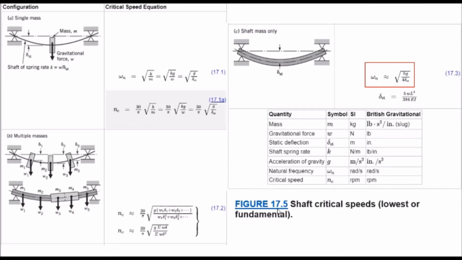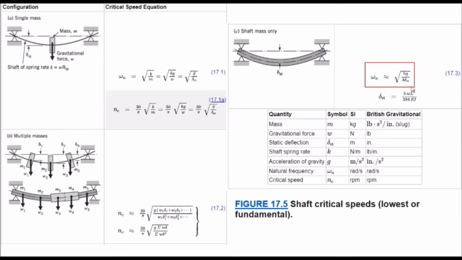So now we head to figure 17.5 in our text. This is for shaft critical speeds. That's what we're looking for to solve in this problem. Take a look over here. There's A, B, and C. So you have your configuration, either one of these three, and with that configuration on the right, you have your critical speed equation. So we're not dealing with A, which is a single mass over here in the center. We're not dealing with multiple masses. We're dealing with C, which is the shaft mass only. So this is part C from figure 17.5.